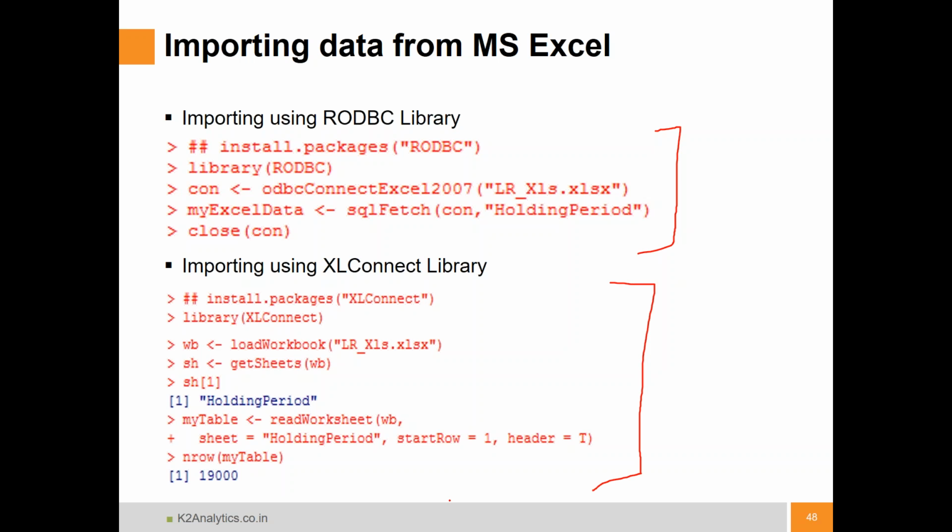Which file are we going to import? The file is lr_xls.xlsx. This file has only two columns. One is a customer ID and the second is a holding period. It's an Excel file with one sheet named holding period. So let us try importing it.